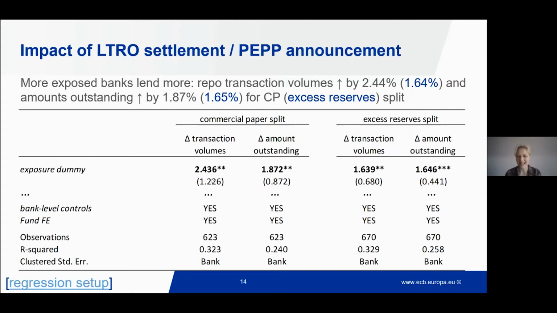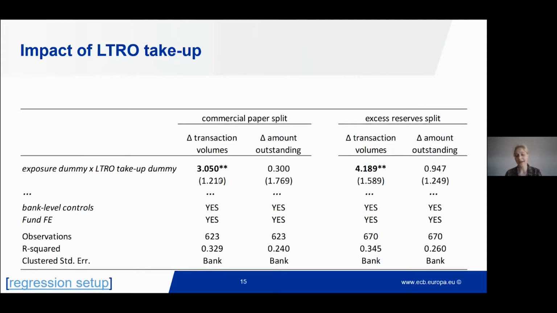So which one really is giving us this increase in lending by the more exposed group, you might wonder. The way we want to get at that question is to look at the actual take-up of LTRO liquidity by banks. So we're going to take the group of banks that actually did come to LTRO and borrowed liquidity in that week. And we're going to interact that LTRO take-up dummy with our exposure dummy to see whether banks that were more exposed and actually came to the operations changed their lending behavior in the repo market.